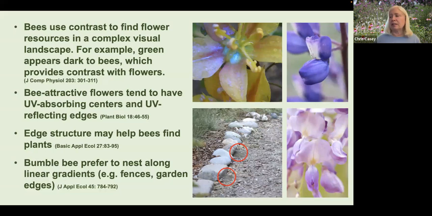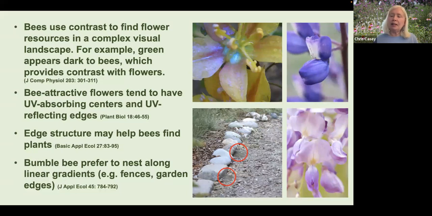And one example of this is that the color green seems to appear dark to bees. So you have a very strong contrast between the foliage and the flowers, which is going to help them hone in on just the part of the flower that they need. In addition, bee attracting flowers tend to have ultraviolet absorbing centers and edges that reflect UV. And the photograph on the upper left here is a great example of this. This is a flannel bush flower that is being lit by an ultraviolet light. And you can see the nectar in the center of the flower is fluorescing bright blue. And that's exactly what the bee sees. So it gives a very clear indication of where the resource is.